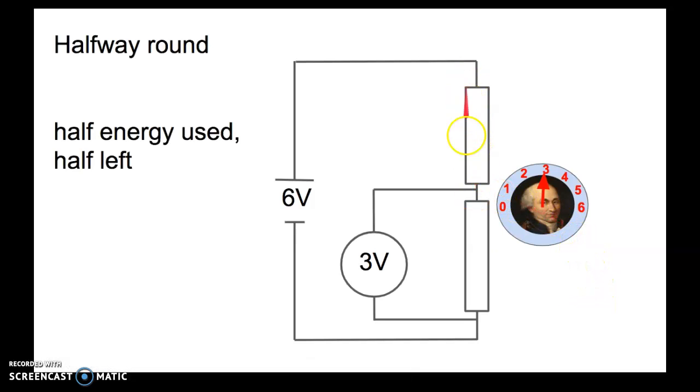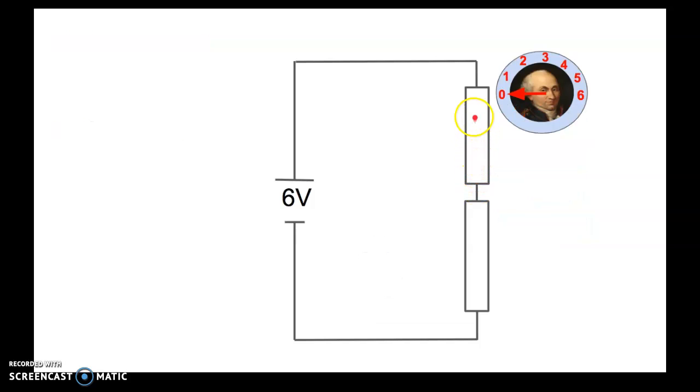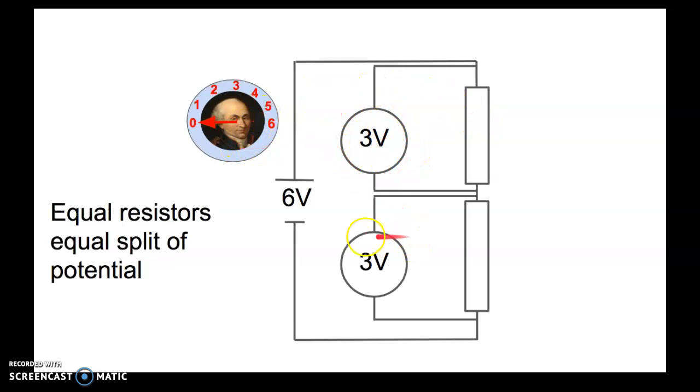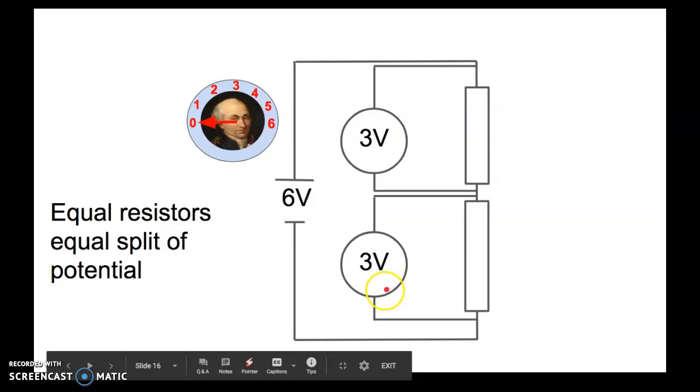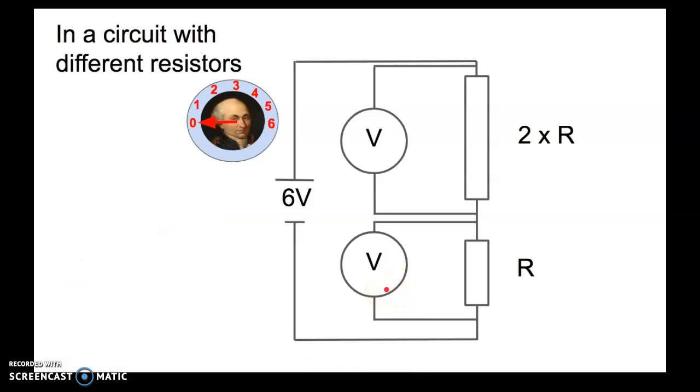Until it's halfway through the circuit, I've got 2 equal resistors here, so that's used 3 volts of energy because it's gone through 1 resistor. As it goes through the second resistor, it uses up the other 3 volts and then heads back to the supply. So we've got 3 volts across there and 3 volts across there, equal resistors with an equal split of potential. So this time we'll use it with 2 different resistors.